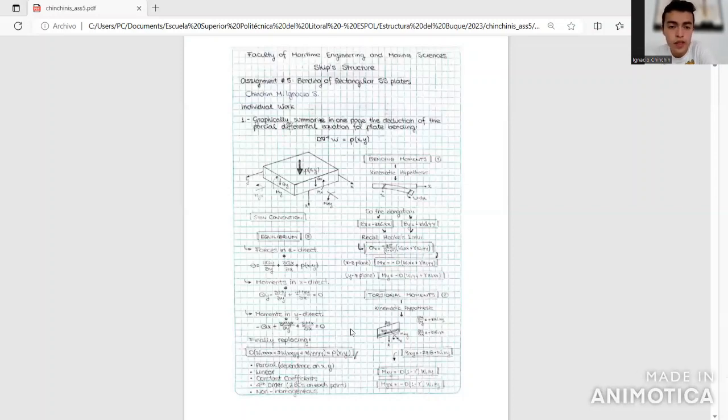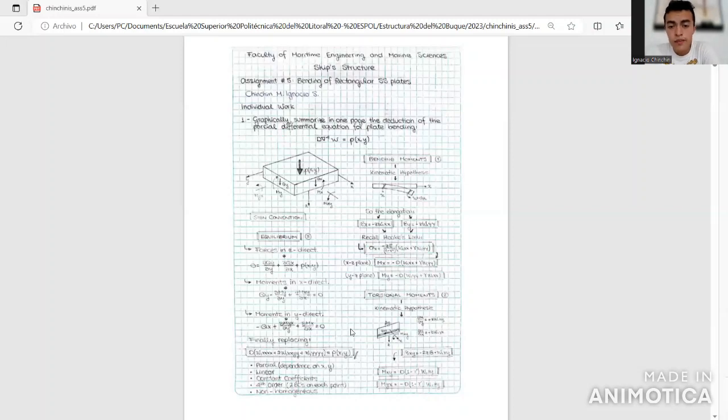Hi, I am going to explain exercise number 1. We need to summarize the deduction of the partial differential equation for plate bending. One of the most important things in this deduction is the sign convention. With this, we can start analyzing a bending moment.